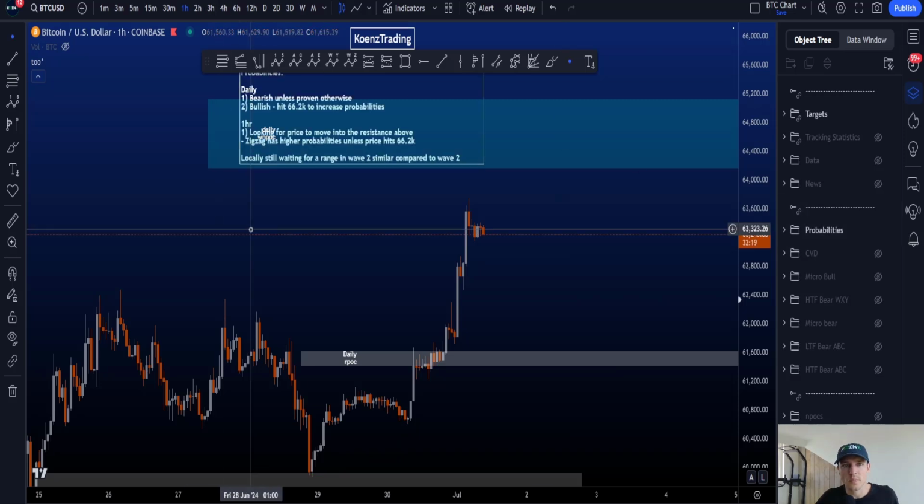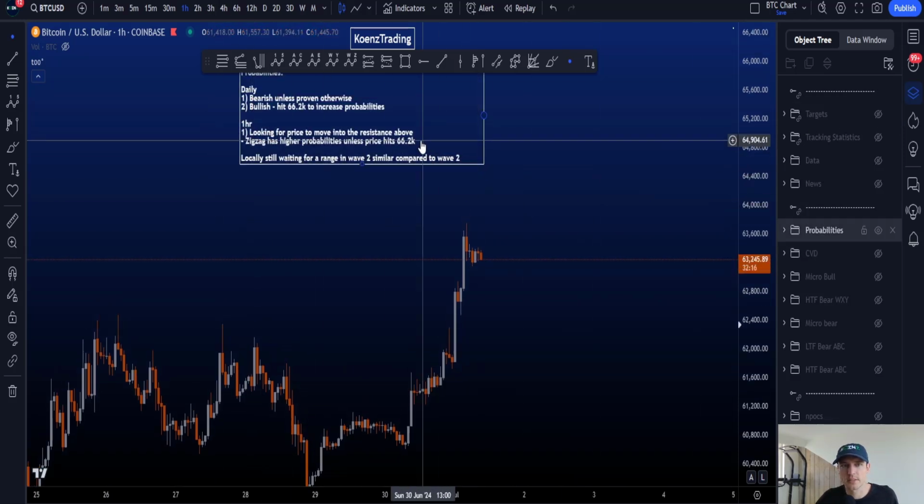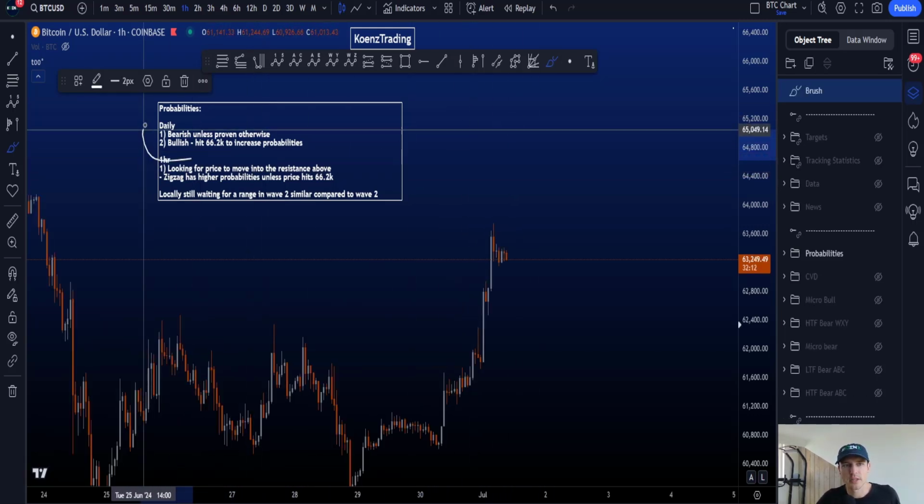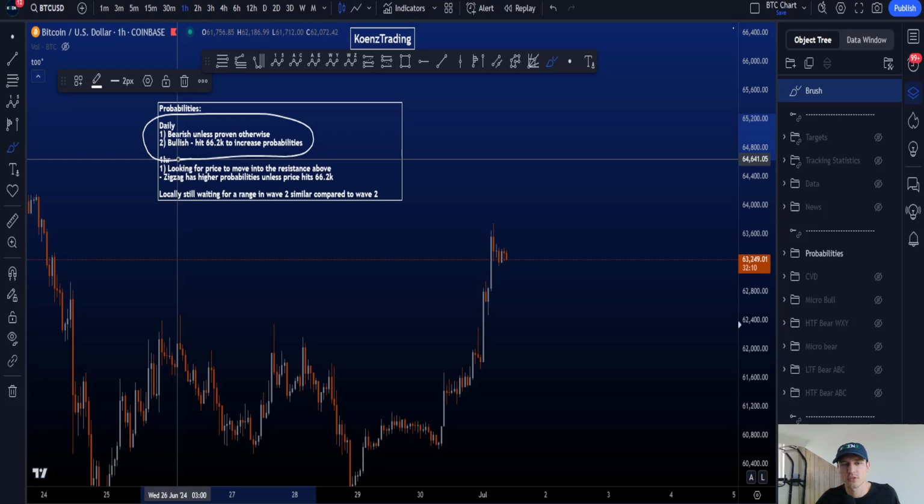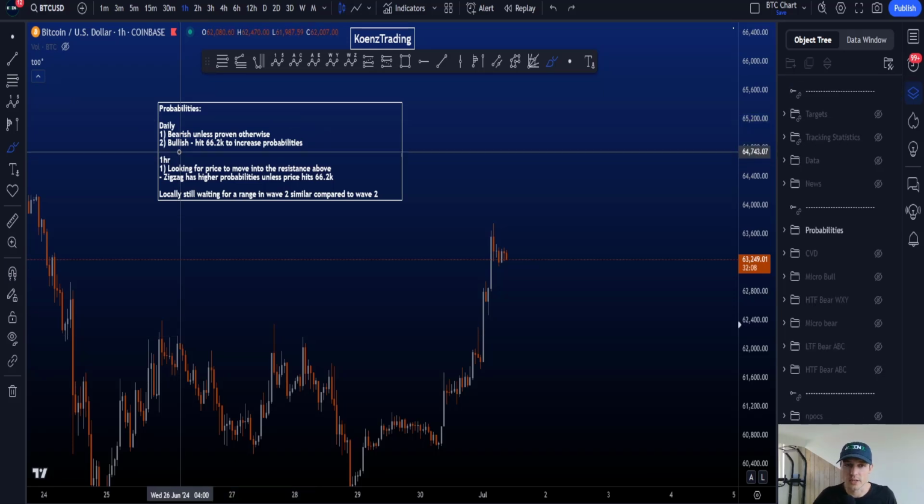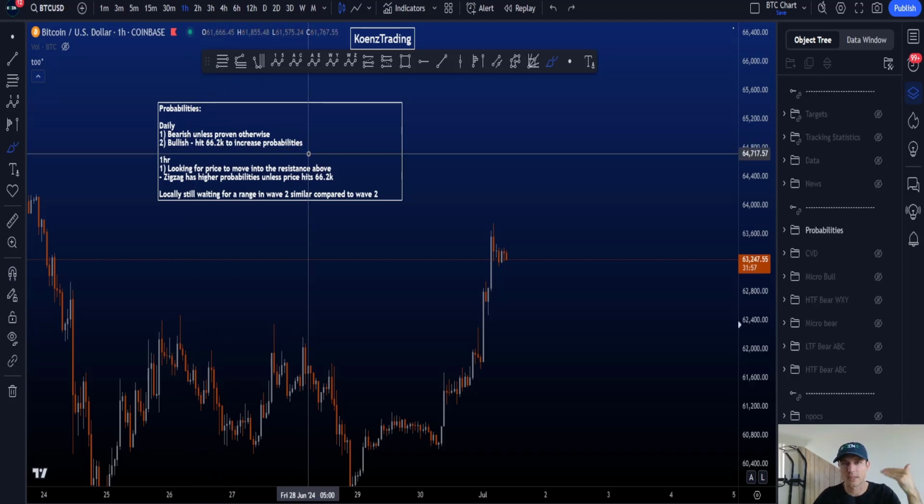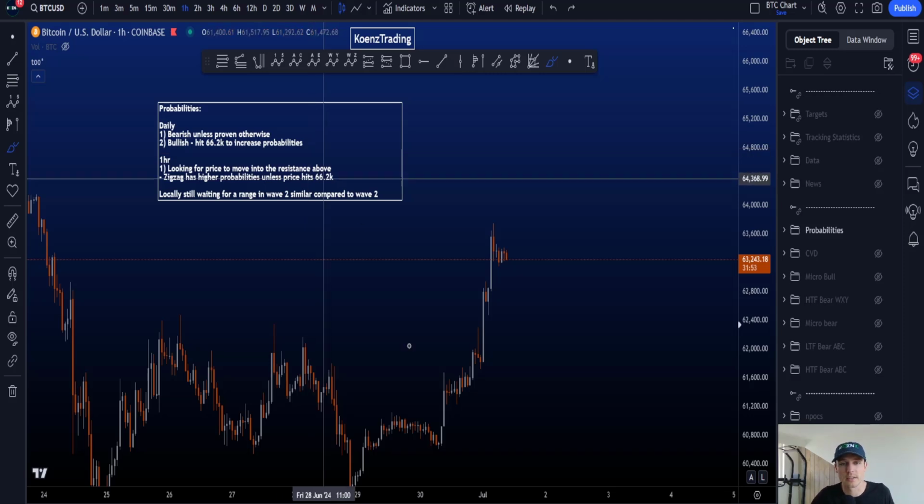So if we then look at the probabilities of the different scenarios, then on the daily time frame, the probabilities remain higher for the bearish scenario unless proven otherwise, meaning we're looking for an ABC zigzag to the downside, currently working on the wave 4. We can only really start to switch bullish if we hit 66.2k. That is when the probabilities increase for more bullish scenarios. So that's a very simple invalidation.